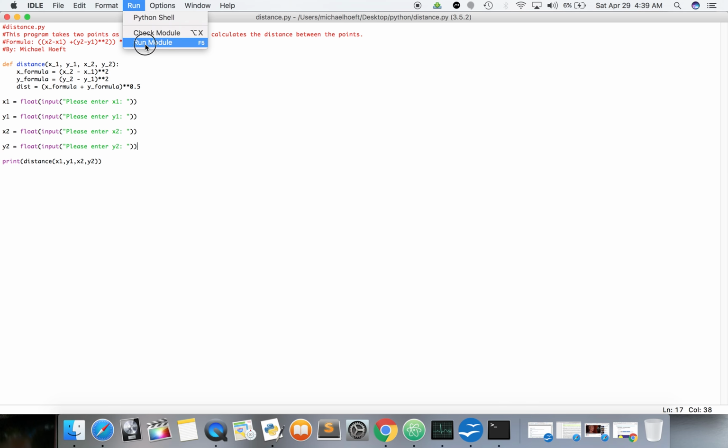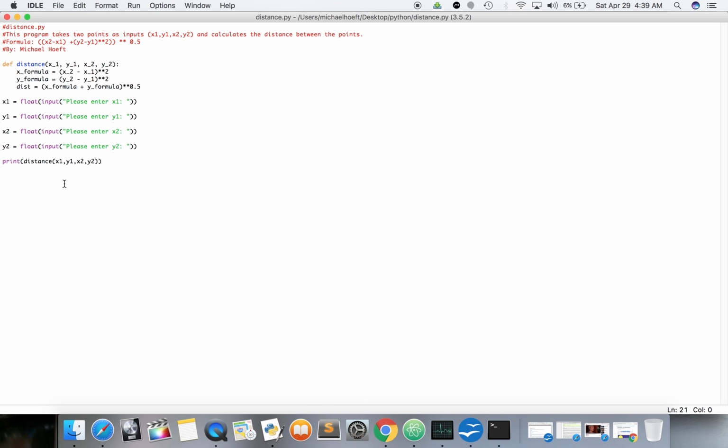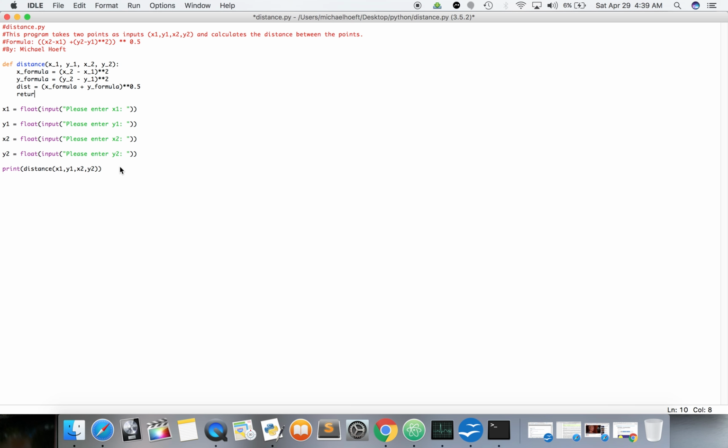Okay, let's run it. I was going to save that in Atom. Let's run it. 3, 8, -9, 0. Oh, none. Okay. Why did we get none? Well, with no return, the default is none. So we're going to return the distance. That's what we need to do, is return it.